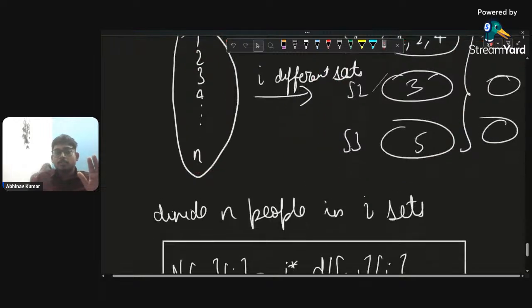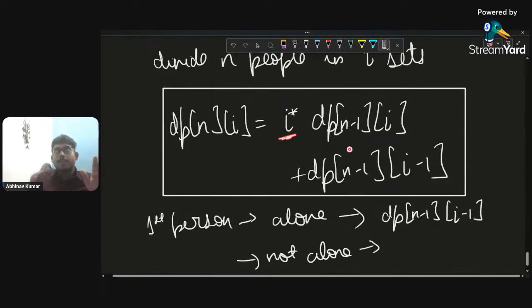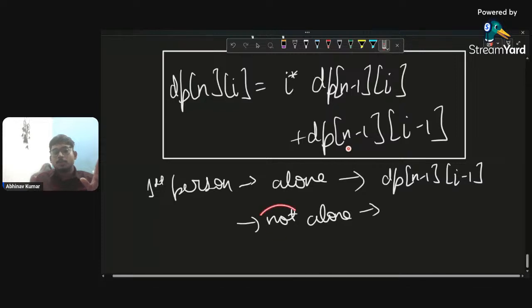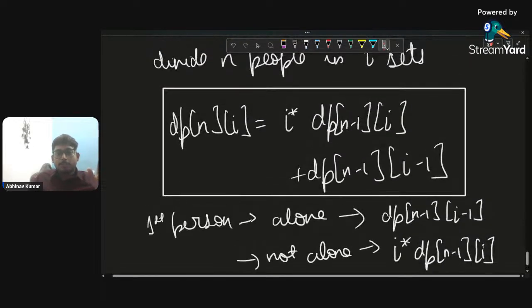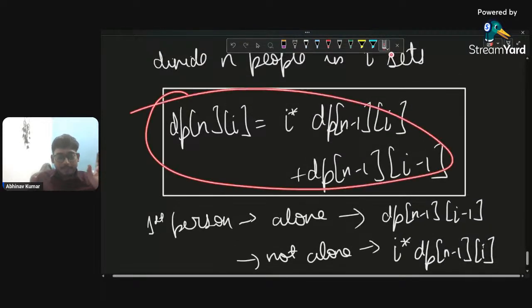That's why there's a multiplication by i, because there are i different sets. The first person can be assigned to any one of those i different sets, so that the first person is not alone. So the not-alone case would have i into dp of n minus 1, i. I hope you understood this transition.